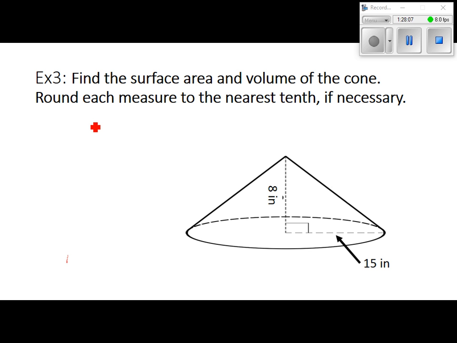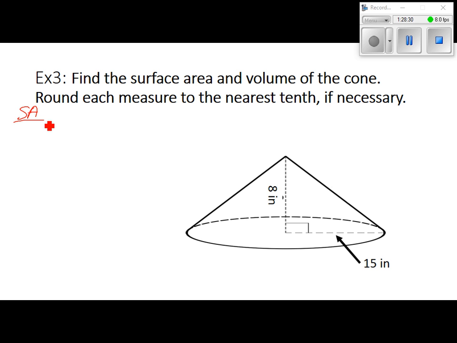Find the surface area and the volume for the cone. Round each measure to the nearest tenth if necessary. All right, for a cone, doesn't really matter which one we do first. You have to look back at your notes and find those formulas. We'll do surface area first.